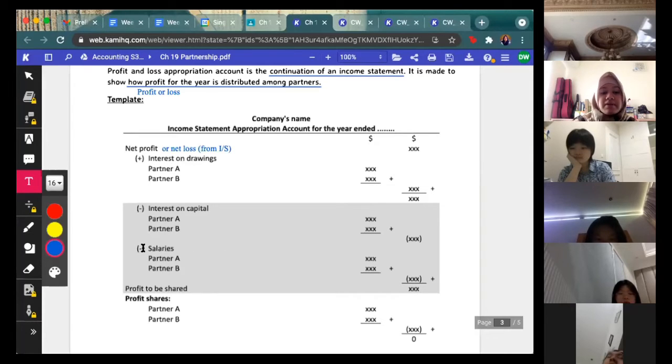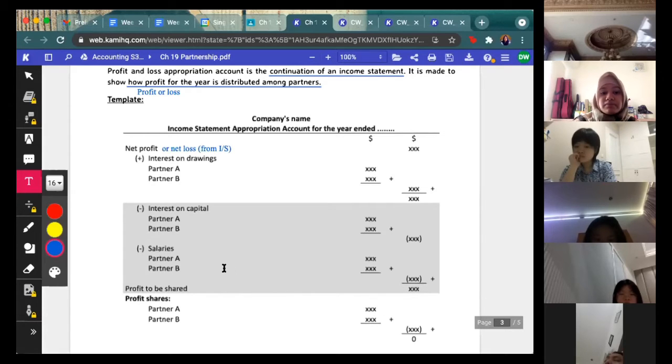And then if the partnership has partners that work inside the business, they must get a salary as well. The salary must also be placed in the income statement appropriation. Salaries for A and B. It also deducts profit. So you put it there and then deduct here. From this amount, deduct this amount, deduct this amount, then you have profit to be shared.